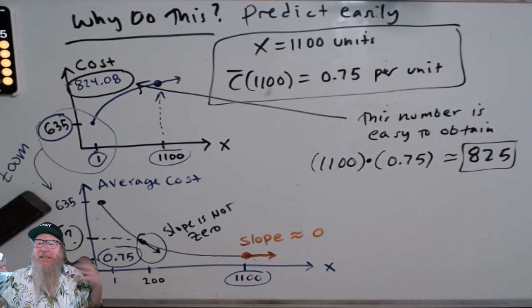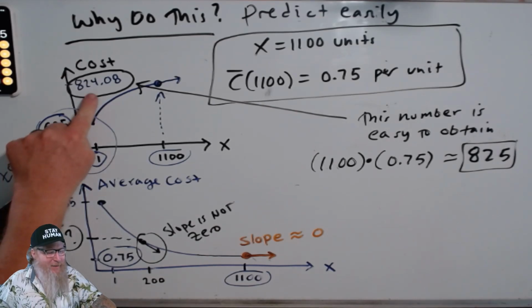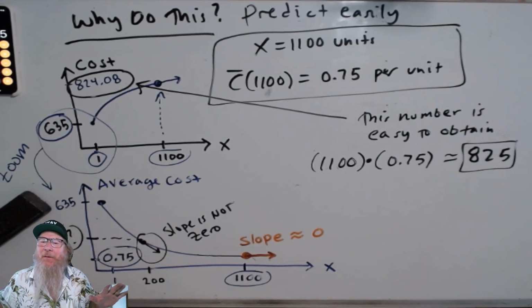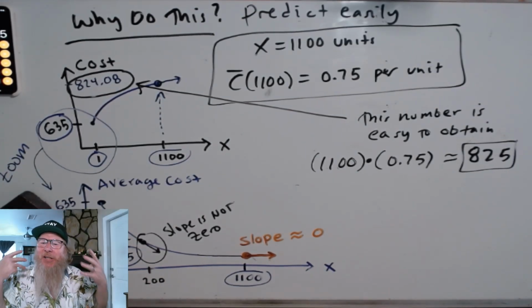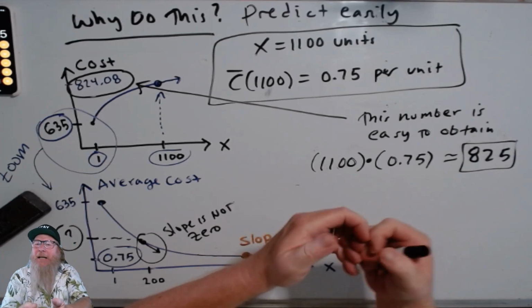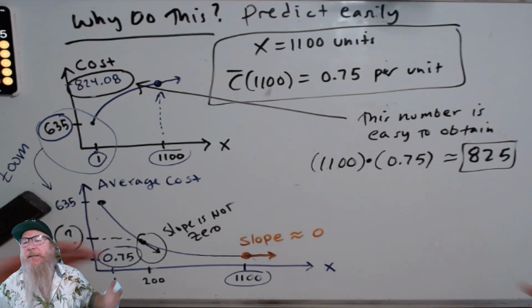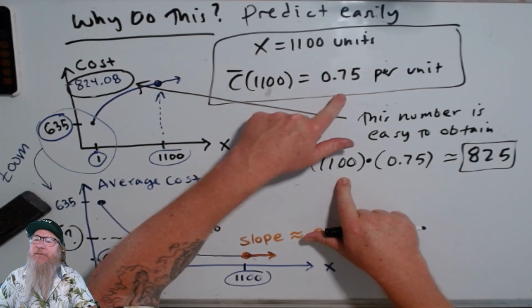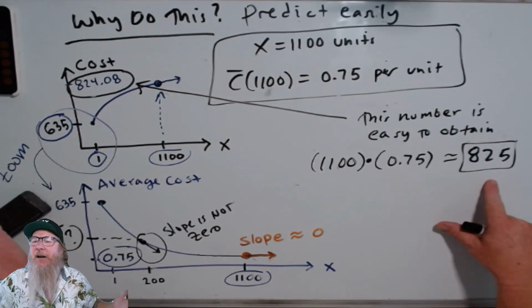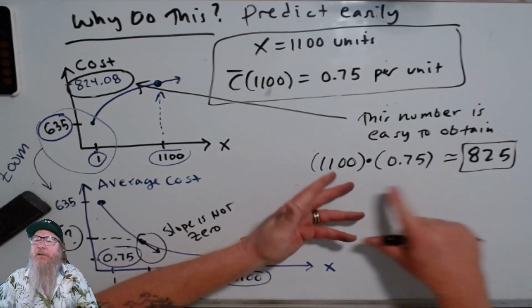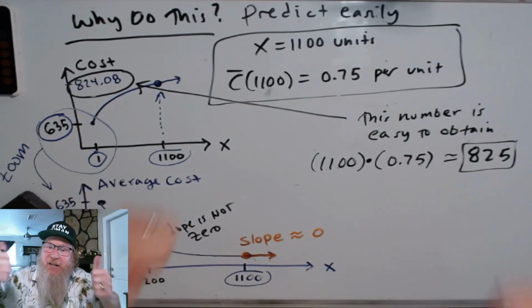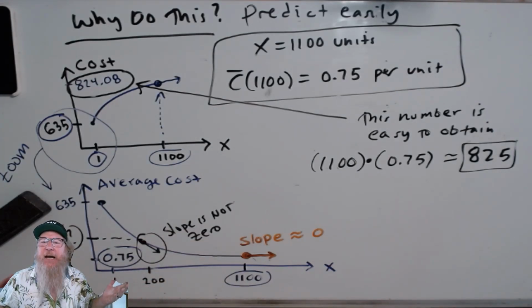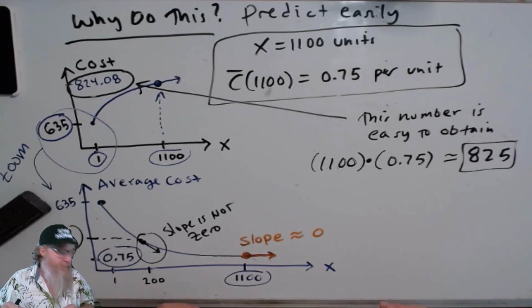But if you were just talking to the boss, the boss doesn't need to see this graph. The boss doesn't even need to see the formula, right? That's the beauty of this. You can just talk to them. You can tell them over the phone, or you can text them, or you can give a presentation. 1,100 units at an average cost of 75 cents per unit means it's going to cost us $825 to produce 1,100 units. And then the boss says, all right, go for it. That sounds good to me, right? They see a number that they can understand, and you want to make it simple for people to understand.